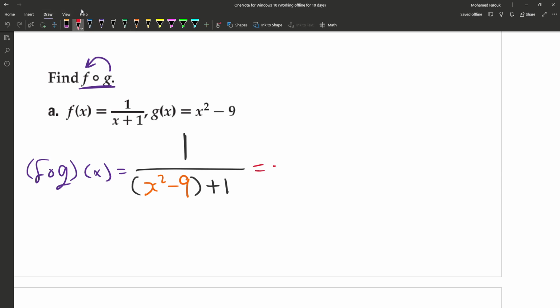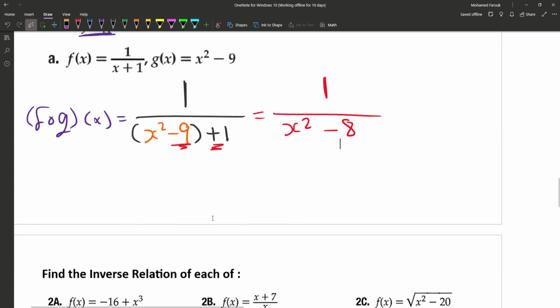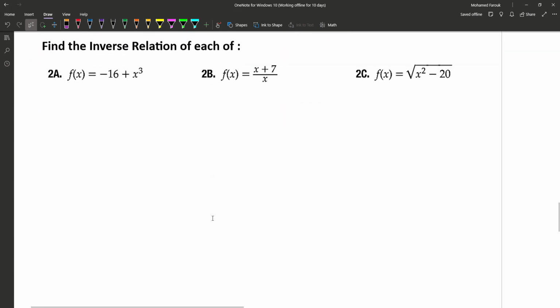This one you just need to do only one step, so you will make it x squared negative 9 positive 1, it will be negative 8, and you can keep it like this. This is the expression for f circle g of x, which is the composition between the two functions f and g. Okay, let's go to the next one.